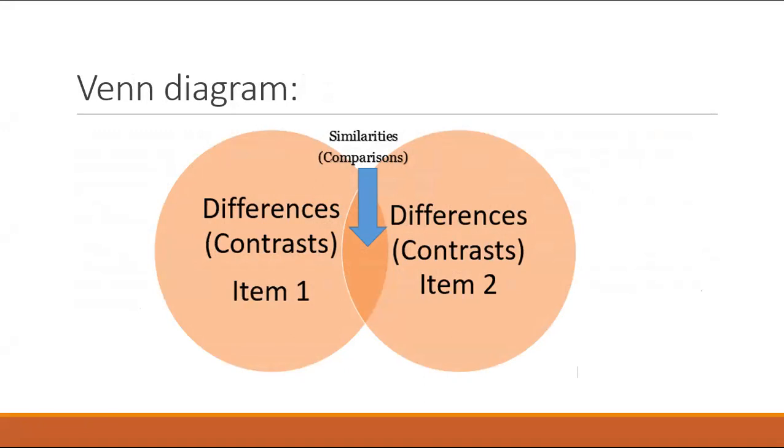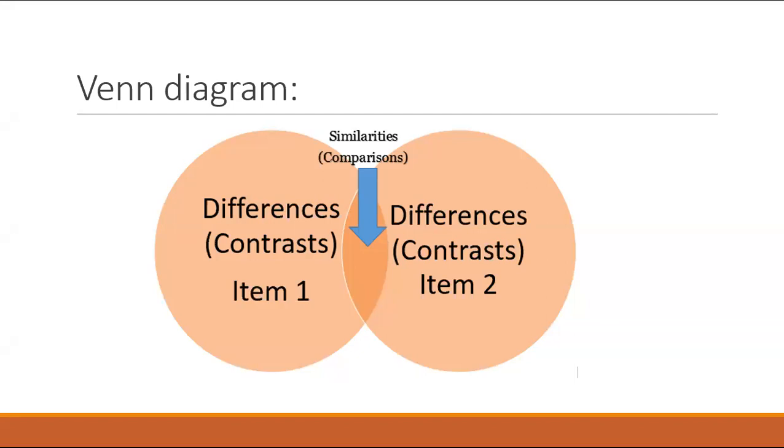We have two objects. So you can use the circles for each of them, and where they are meeting, the meeting point, they have the similarities, right? So that means it should be compared. It should have a comparison, and the differences should be used in the contrast. Okay, this is a Venn diagram. It's very useful to mark the similarities and differences between the two subjects. It's just a rough idea.